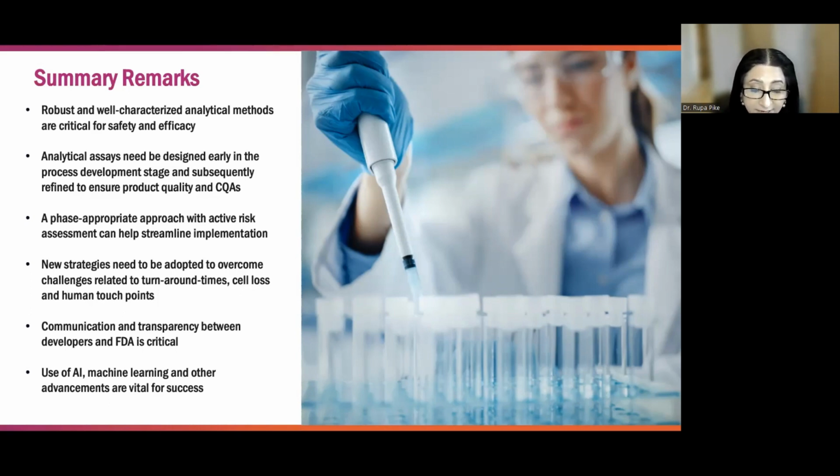And lastly, advancements in the analytical assay space, such as AI, machine learning, and bioinformatics, will improve safety, speed, and accuracy, and help with getting these much needed therapies to patients in a timely manner.